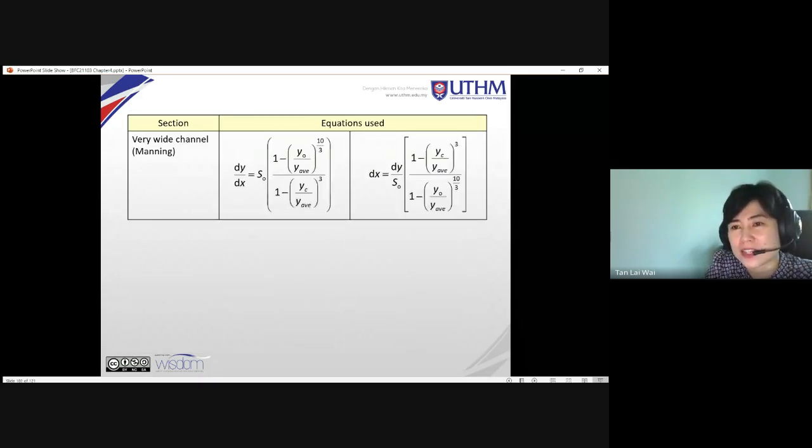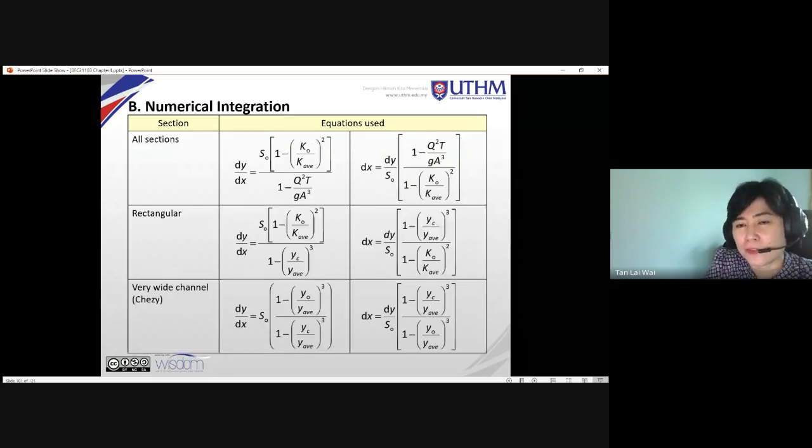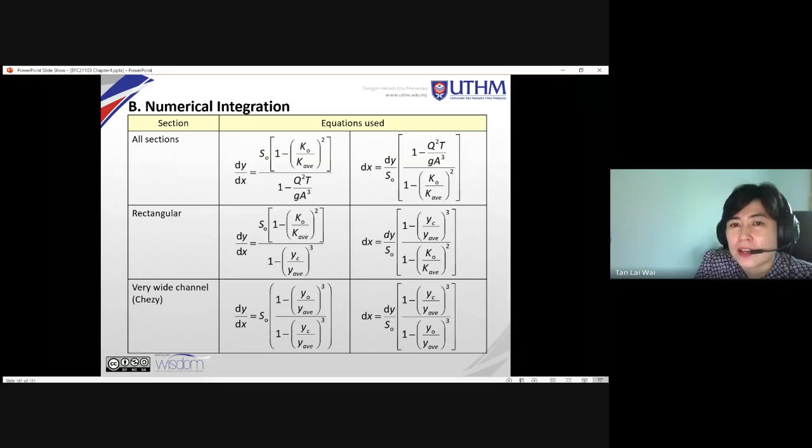Now, what is the difference between these slides? The first set of equations says it applies to all channel sections. That means, regardless of whether it is rectangular, trapezoidal, triangular, circular, or a segment of a circular section, you can use this formula.